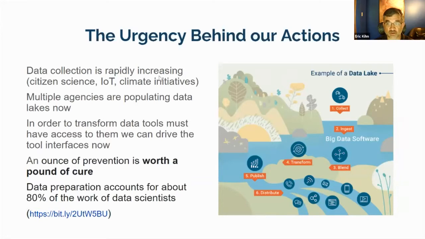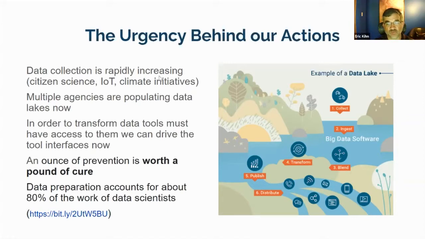Using the data lake example on the right there, data collection is rapidly increasing. There's citizen science, there's an Internet of Things. I heard from the Navy the other day about an ocean of things. There are climate initiatives coming under the new administration that will put sensors out in the environment. And the collection is just becoming more and more rapid, more and more affordable.